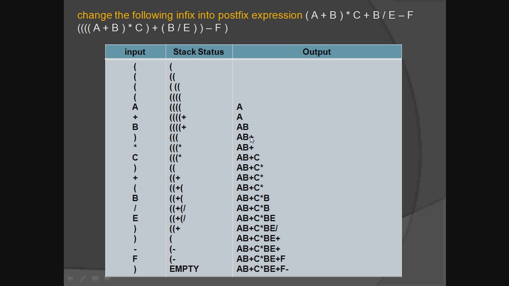Then after that, after this we have the multiplication symbol, that is the asterisk. So this is pushed into the stack, and in the output we still have ab plus, that means the result of a plus b. Then c is read, then c is pushed to the output. Still now c is not evaluated because no operator is encountered, right?